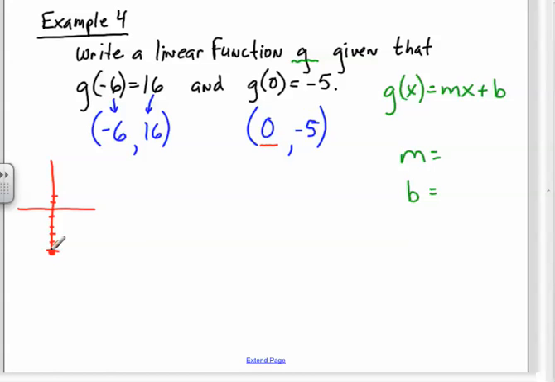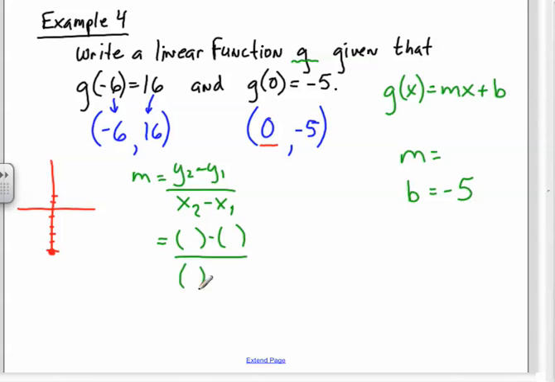Okay, so I know that. I've already got it just by looking at the points. I know the y-intercept's negative 5. Done. Now the only other thing I have to do is find out what the slope is. And you'll remember when we talked about the formula for slope, it's y sub 2 minus y sub 1 over x sub 2 minus x sub 1. That's the formula. And again, I always put my parentheses in here so I don't mess up my signs.